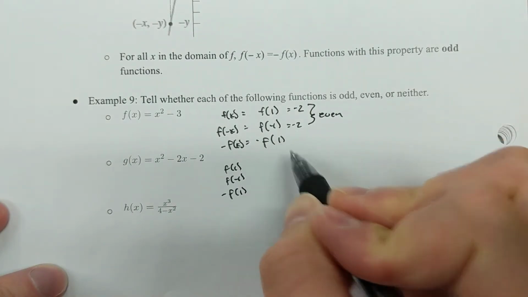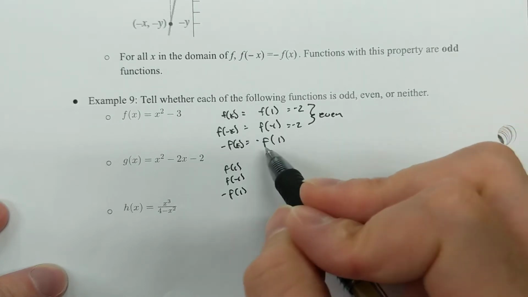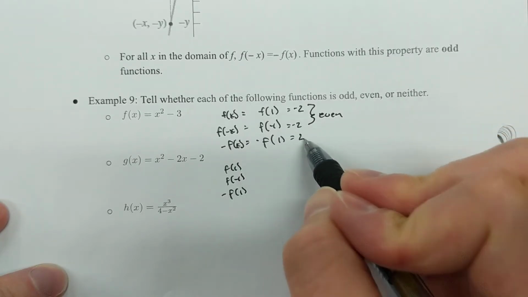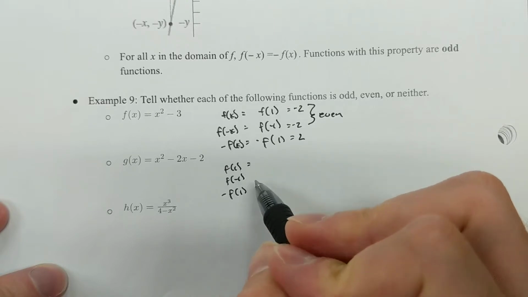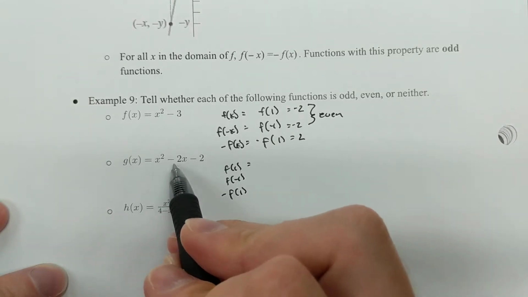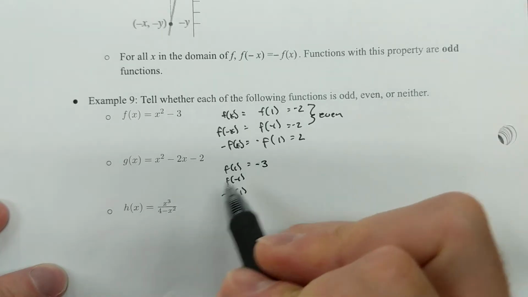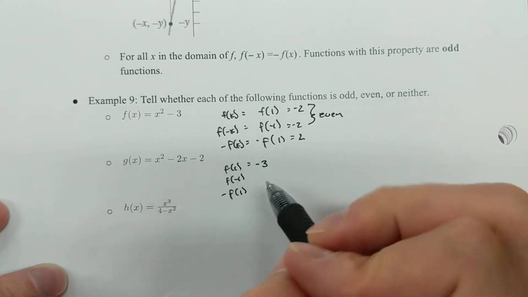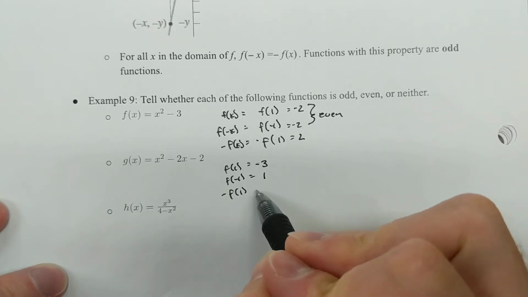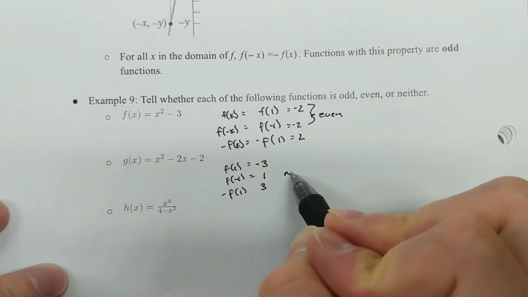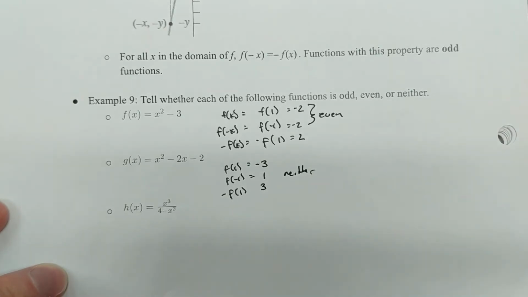So down here, we'll do f of 1, f of negative 1, negative f of 1. You notice I didn't do the last one because I don't need it. But if you need to do it, the last one's always the opposite of the first one. So that one would have been positive 2. So if I do f of 1, that's going to be 1 minus 2 minus 2. So that's 1 minus 4, which is negative 3. If I do negative 1, that's 1 plus 2 minus 2, or just 1. And this one is the opposite, so that's 3. So this one is neither.